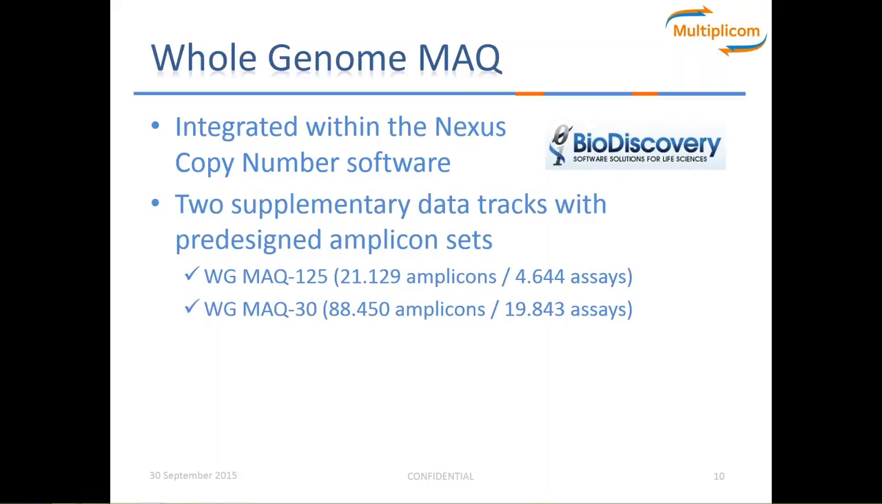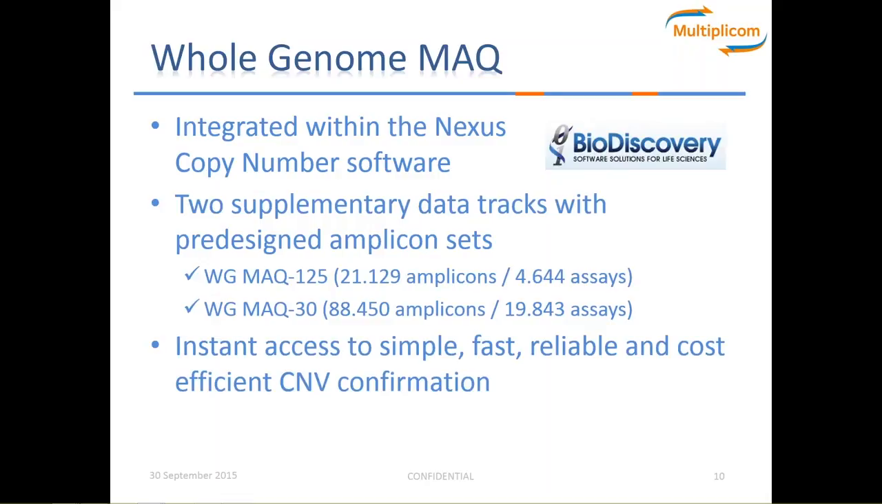Multiplicom provides two whole genome MAQ data sets. Each set, the whole genome MAQ 125 and 30, contains predesigned amplicons with an average amplicon spacing of respectively 125 and 30 kilobases, giving you access to the tens of thousands of assays right within the copy number software.